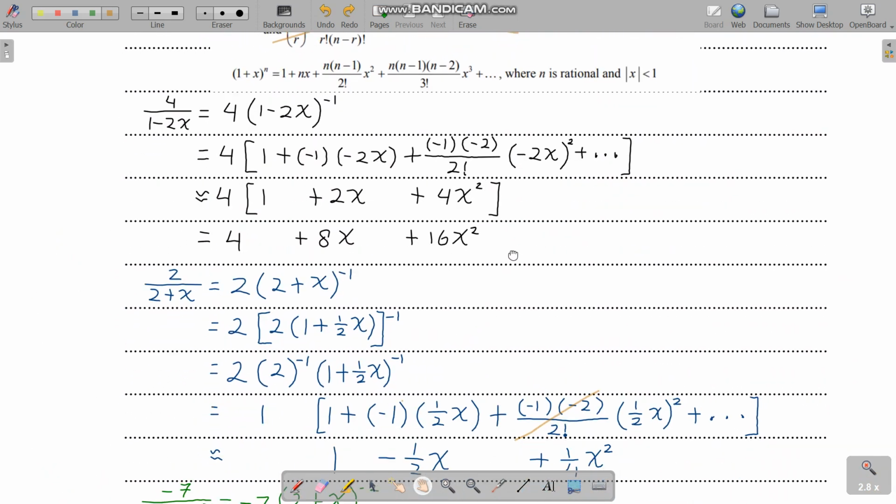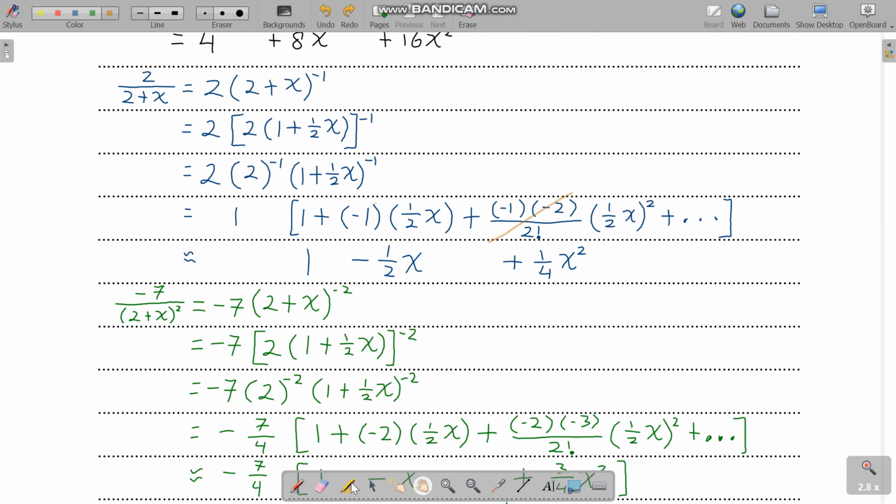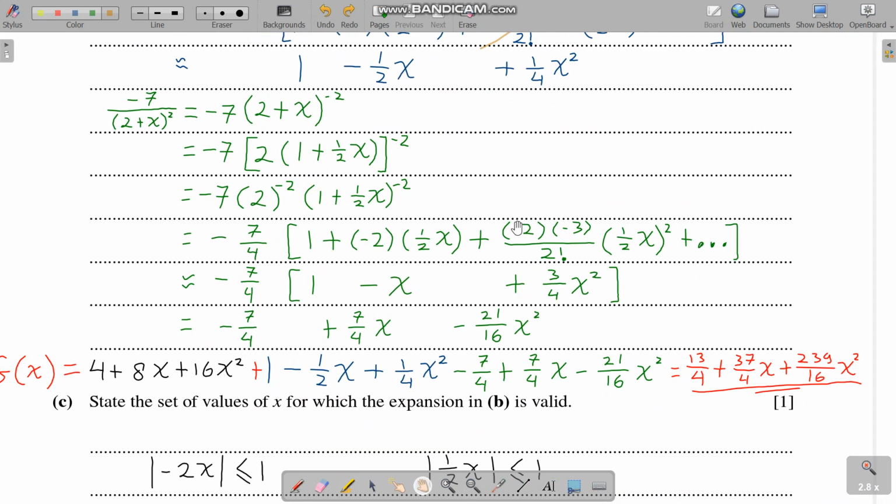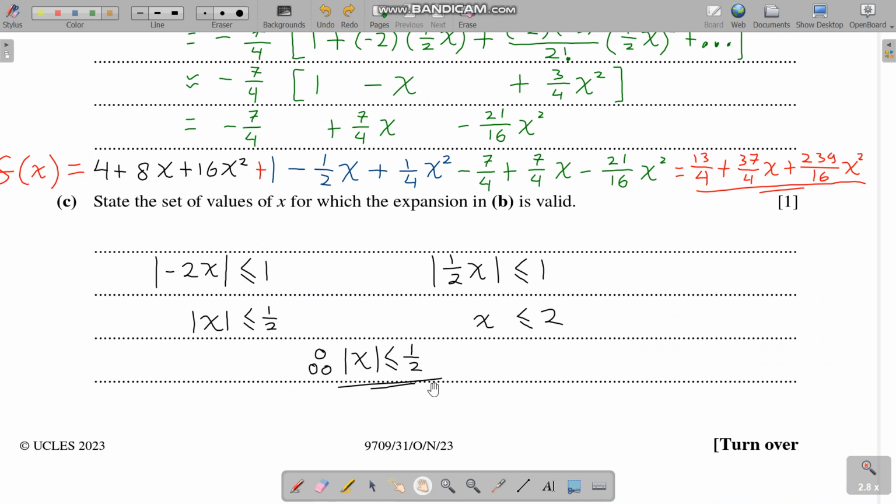And now for the ones in green and blue, we look at the x when we use the expansion formula. So it's not here, but it's here when we start using the expansion formula. So the x is 1/2 x, same thing here, 1/2 x. So we also have to solve the modulus of 1/2 x is smaller than 1. There's no equal sign actually, so just smaller.